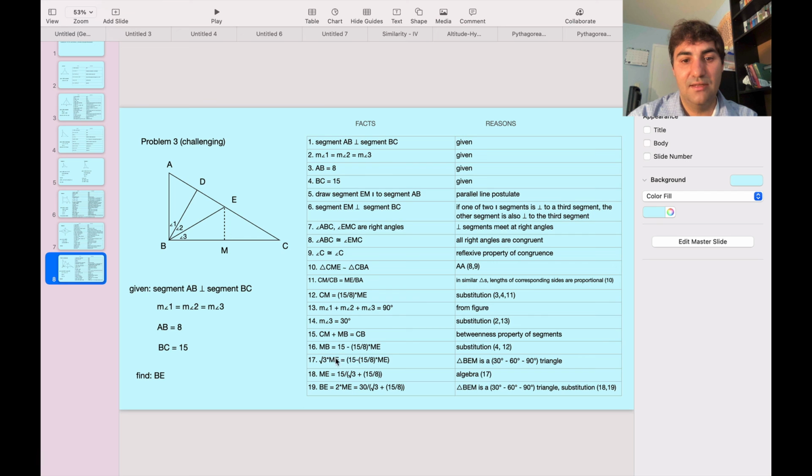So if I set these two things equal, and then I use some algebra, we find the length of ME is equal to 15 divided by the square root of 3 plus 15 over 8. And we know then that the length of BE is equal to 2 times the length of ME, which is 2 times this quantity, so it's equal to 30 divided by the square root of 3 plus 15 over 8. This was a tricky problem. It's good to look at, good to go over.